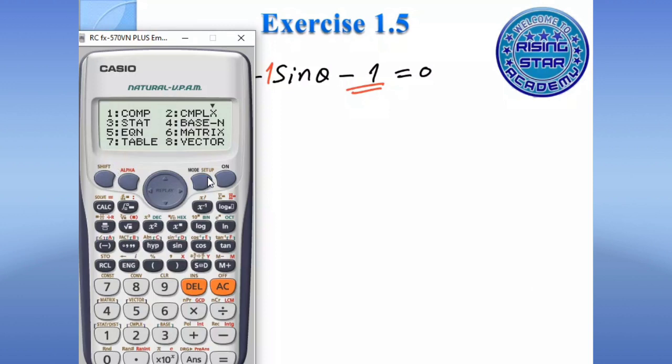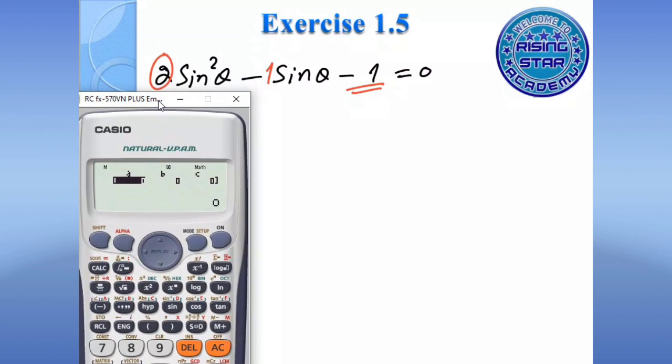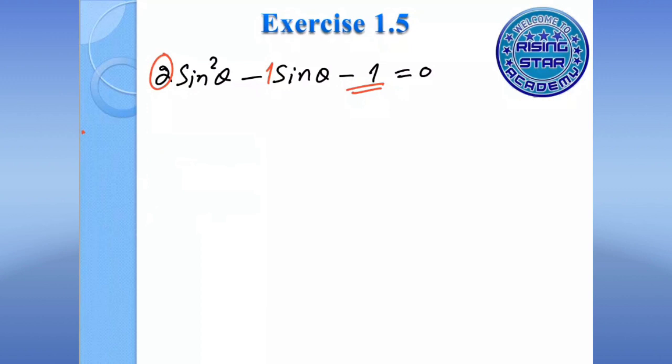Here we press the mode button, then 5 is the equation, 3 is the quadratic equation. Now I will put in the coefficients. First is 2 equal, then -1 equal, then -1 equal. The first value that I got is 1, and the second is -1/2. So I would write sine of theta is equal to 1, and the second root is sine theta is equal to -1/2. Now I will simplify these two to get my answers.